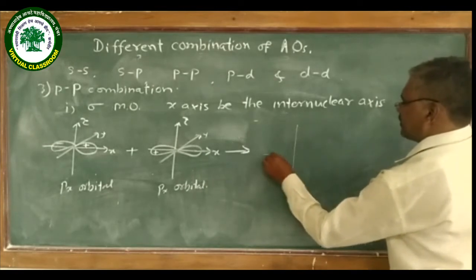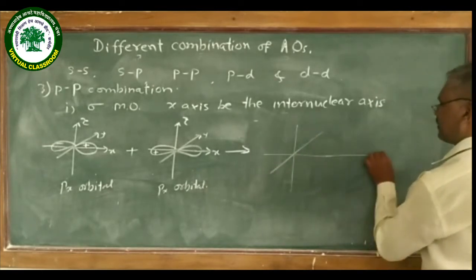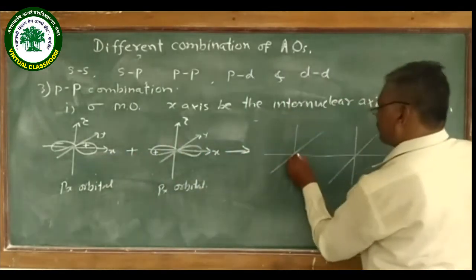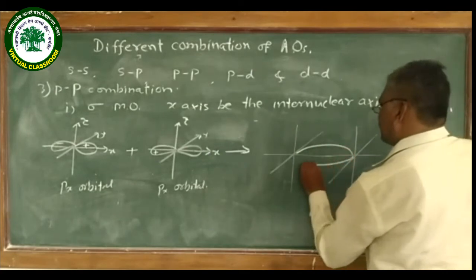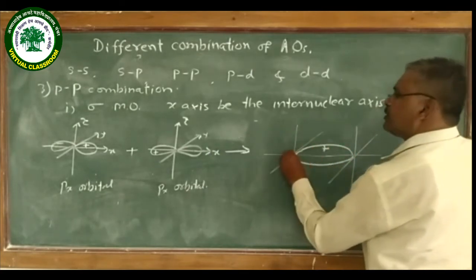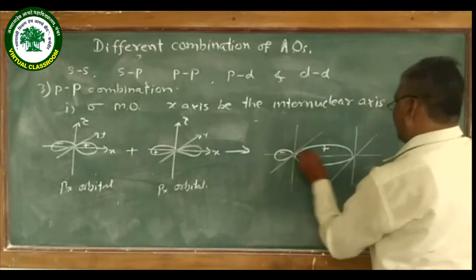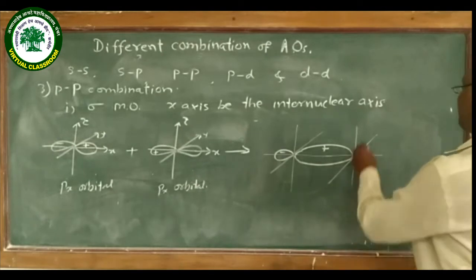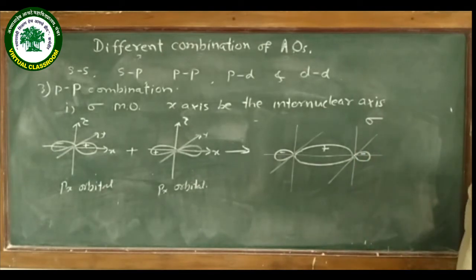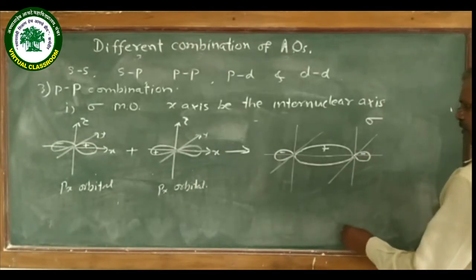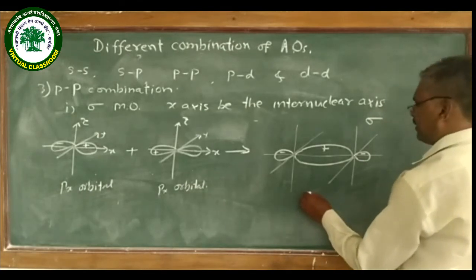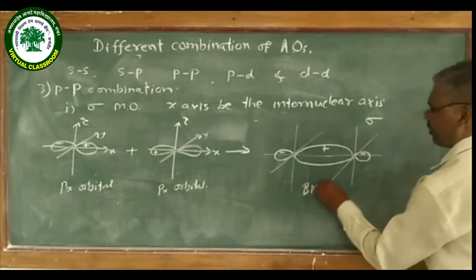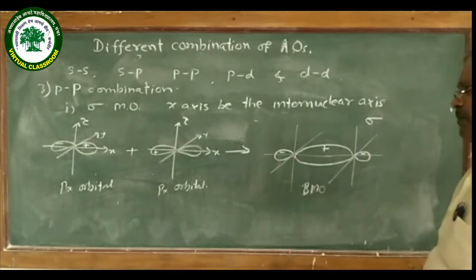So this is the Cartesian axis. The overlapping region will form the positive lobe. This is the negative lobe, and this one is the negative lobe. So this is the shape of sigma molecular orbital obtained due to the overlapping of px orbital of one atom and px orbital of another atom. So this is the bonding molecular orbital obtained due to the pp combination.